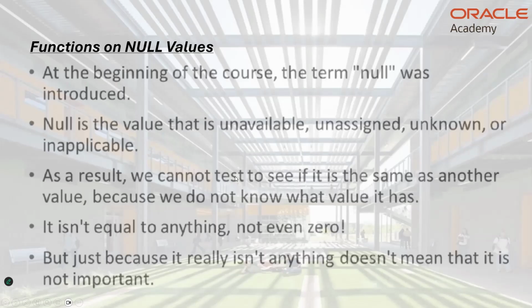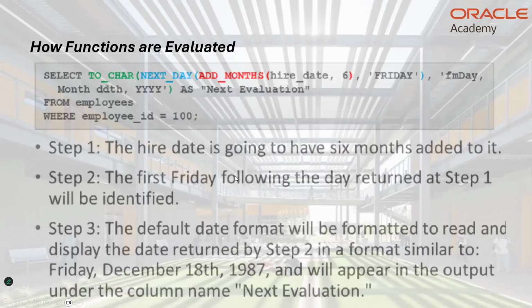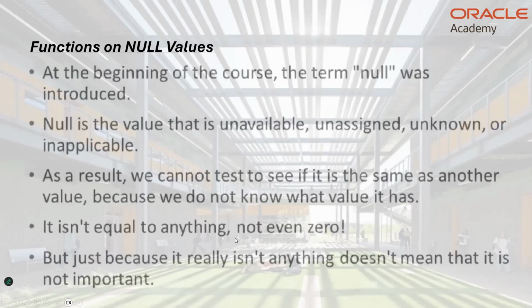But just remember, before I go into null, when you have nesting, you start with the internal function: 6 months added, then the format for the next Friday, and then the actual format of the date. Inner to outer. That's my recommendation there. So that's the quick lesson on nested functions, because you're all using those already. Remember the CONCAT, and that's an example of a nested scenario.